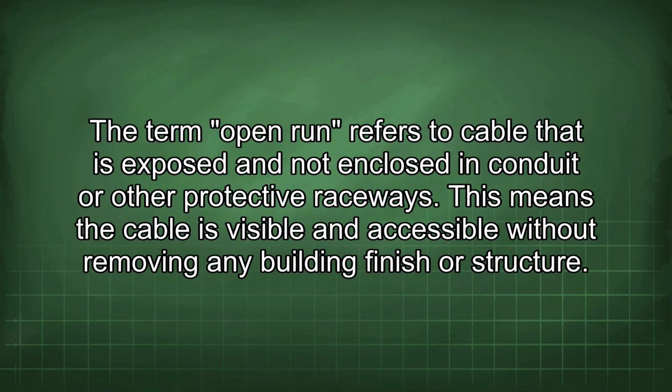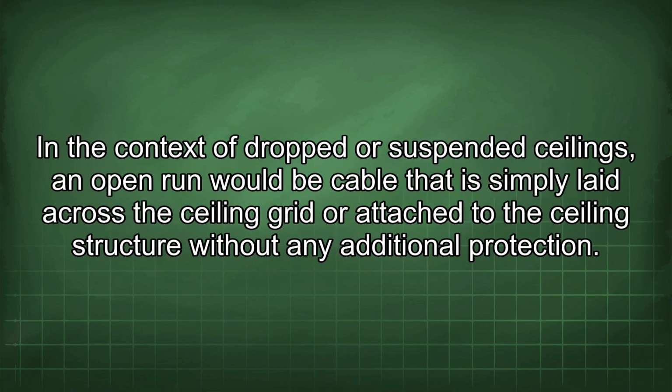The term open run refers to cable that is exposed and not enclosed in conduit or other protective raceways. This means the cable is visible and accessible without removing any building finish or structure. In the context of dropped or suspended ceilings, an open run would be cable that is simply laid across the ceiling grid or attached to the ceiling structure without any additional protection.